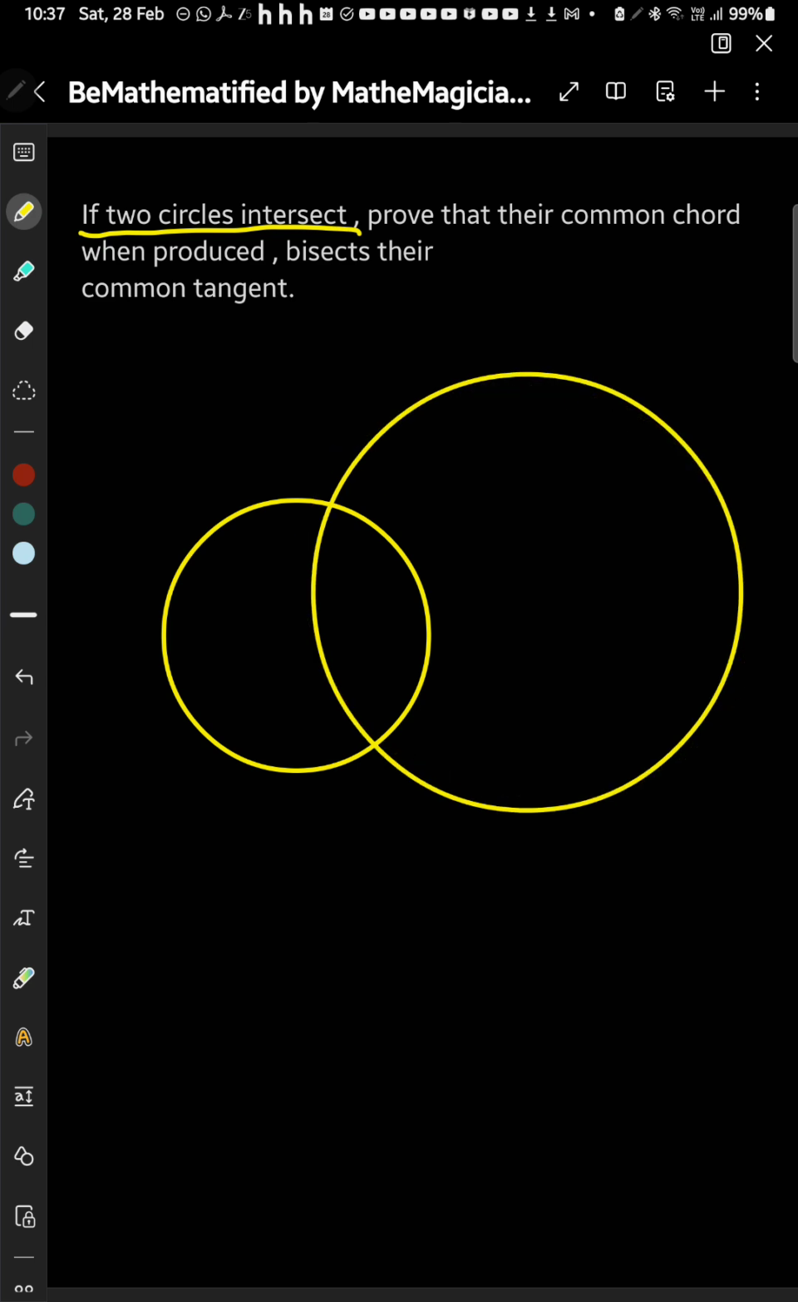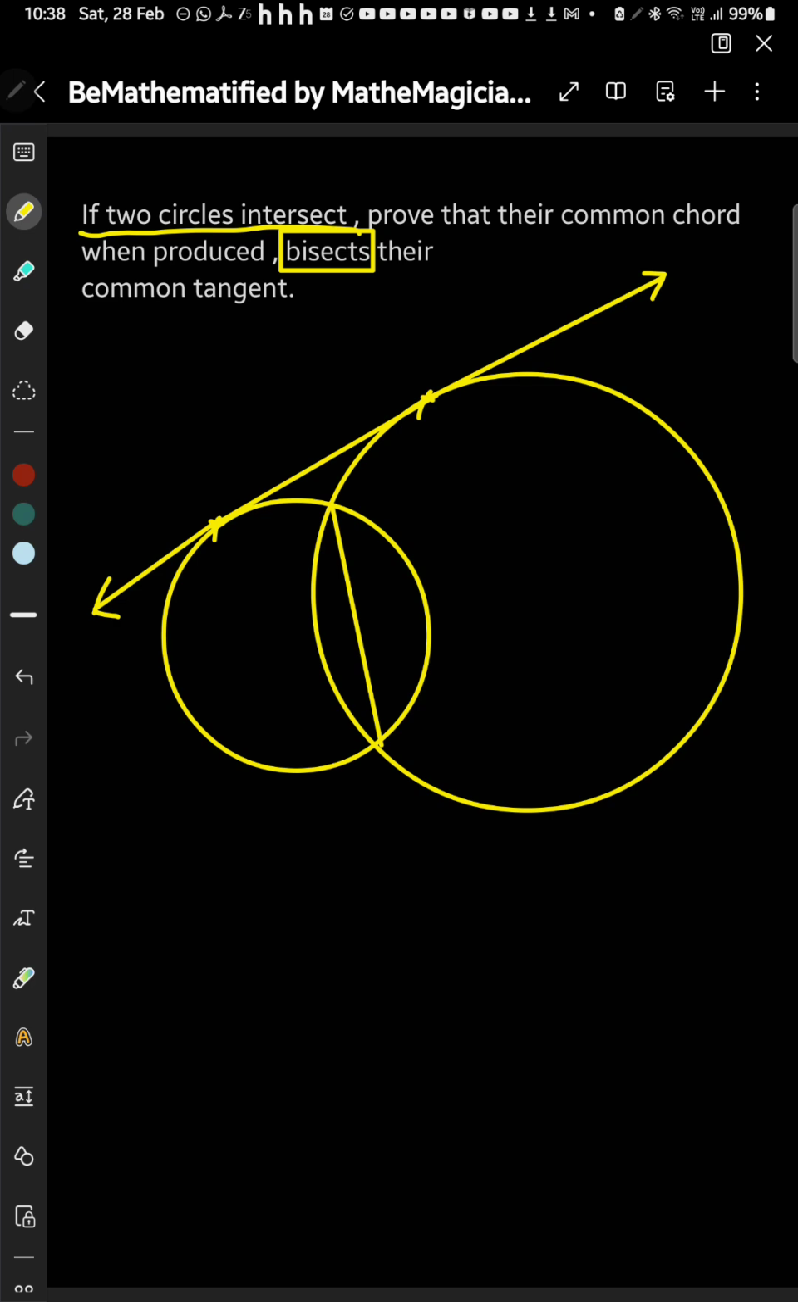Something like this. Their common chord is this. When produced, it bisects their common tangent. Now here comes a catch. Bisects means the length between the points of contact. So if I say this is a point of contact and maybe this is a point of contact, so this is the tangent. But while drawing you should extend it and definitely give one arrow sign, meaning that the tangent can be extended on both sides.